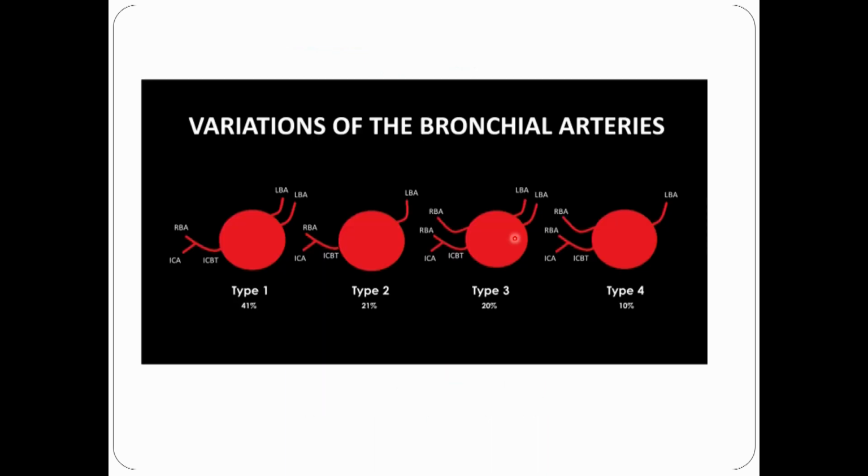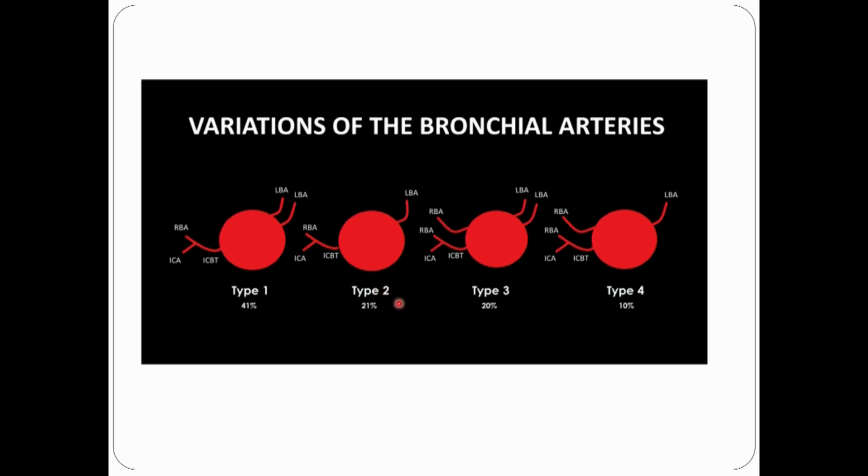Now, coming to the last slide, that is variations of the bronchial arteries. Type 1, most commonly seen in 41% of cases, is the right bronchial artery taking origin from the ICBT, that is intercostobronchial trunk, and there are two left bronchial arteries taking separate origin from the descending thoracic aorta.